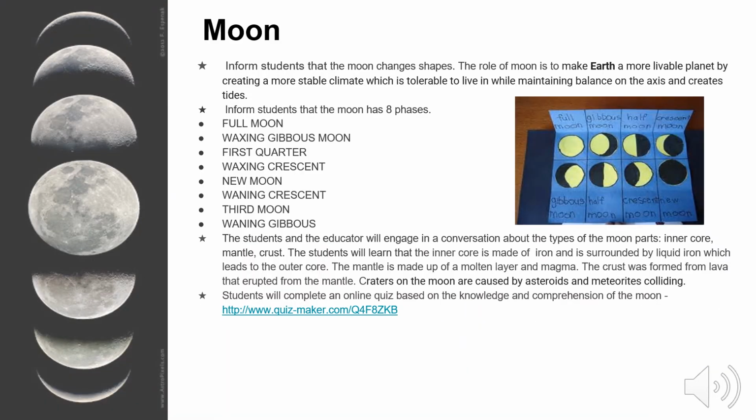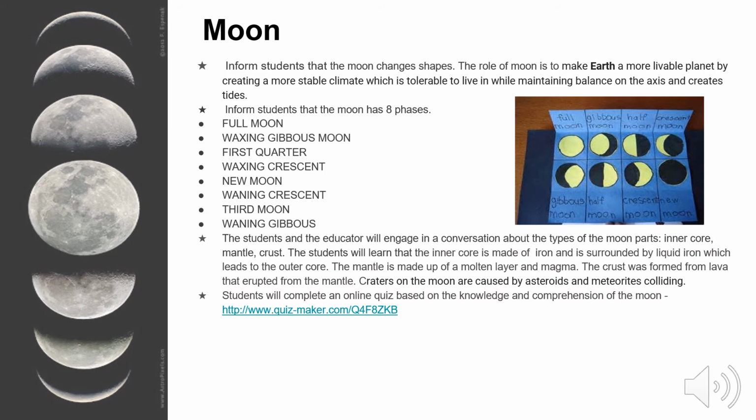The third lesson in the unit is about the moon. The educator will start by informing students that the moon changes shapes and will inform students of the role of the moon, which is to make Earth a more livable planet by creating a stable climate to be able to live in, which is tolerable and maintains balance on the axis to create tides.